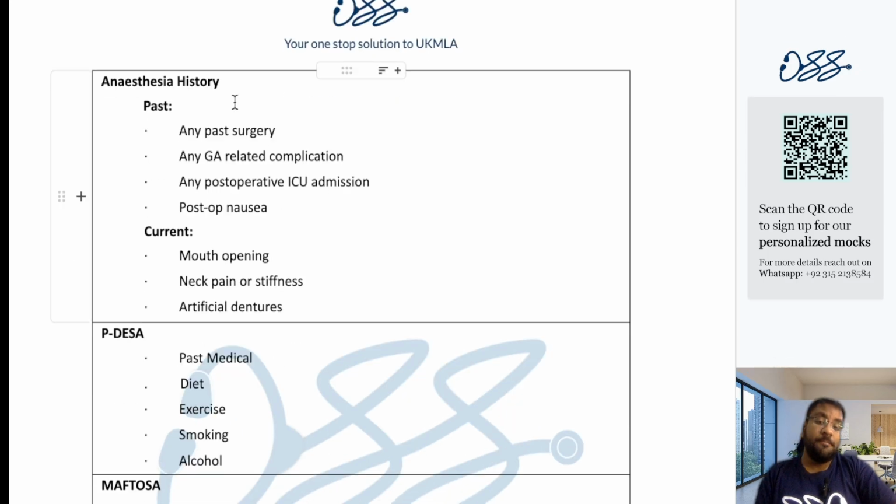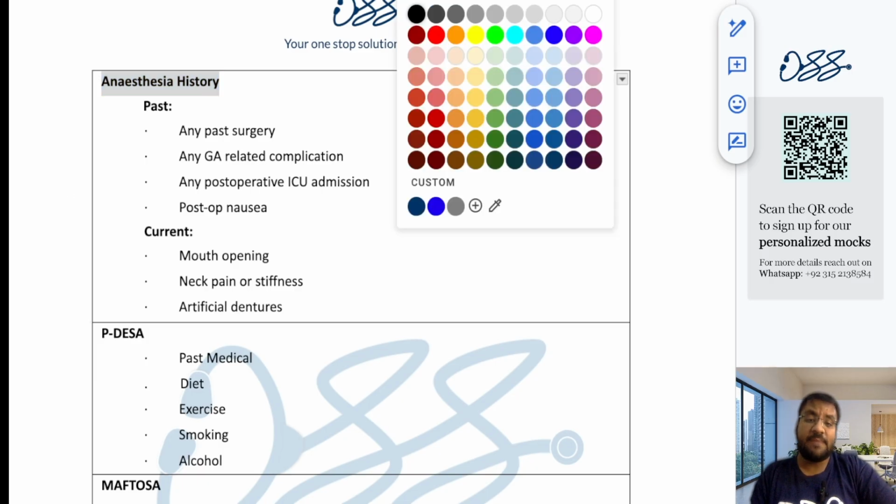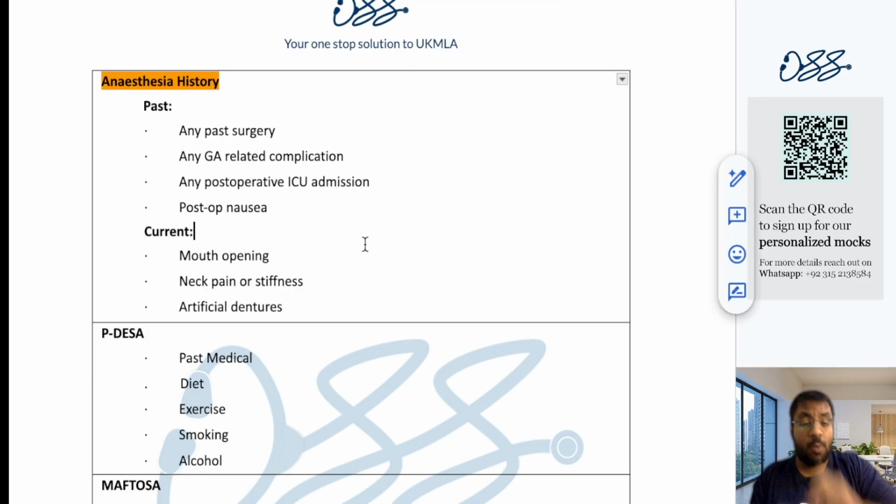Now comes the most important and the most significant part of the data gathering when it comes to the pre-op assessment. What they actually want to test in your pre-op is that, do you know the anesthesia specific history? Are you aware of the questions that an anesthetist team or an anesthesiologist is going to ask, or the parameters that an anesthesiologist is going to note when he sees the pre-op assessment? These questions are really important for every pre-op case.